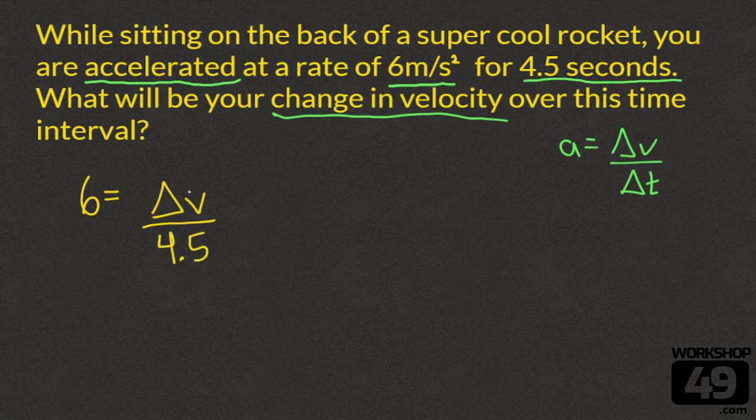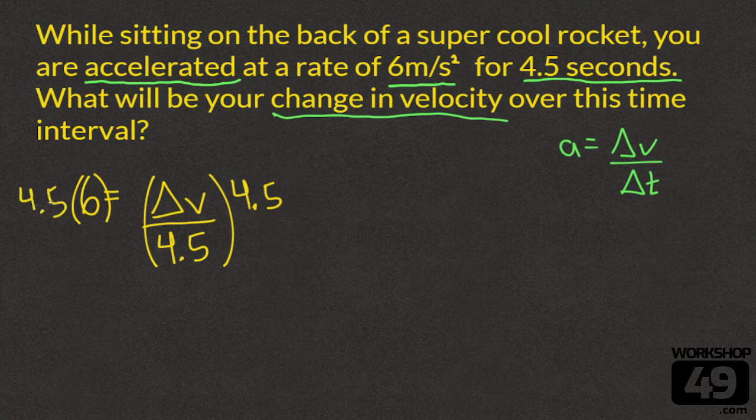Time for a little bit of algebra. To get rid of this 4.5 on the bottom so that we have delta v all by itself, we are going to need to multiply both sides by 4.5. When we multiply both sides by 4.5, on the right it cancels out to become 1, and on the left it multiplies to give us a value of delta v equals 27 meters per second.